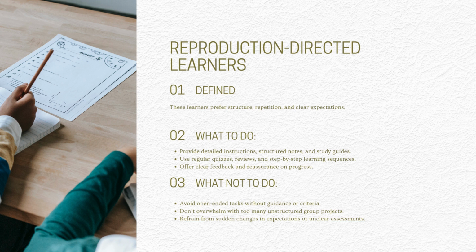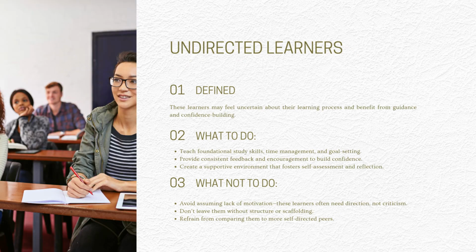So these are learners, again, that like the structure, the repetition, and the clear expectations. They want instructions, notes, study guides, textbooks, quizzes, reviews. They like the step by step learning sequences, and they like clear feedback and reassurance on their progress. What you don't want to do is give open tasks without much guidance or criteria. They're going to feel overwhelmed by unstructured group projects, and they're going to struggle with sudden changes in expectations. So, what we really want to do for these students is to spend more time with them and give them more direction.